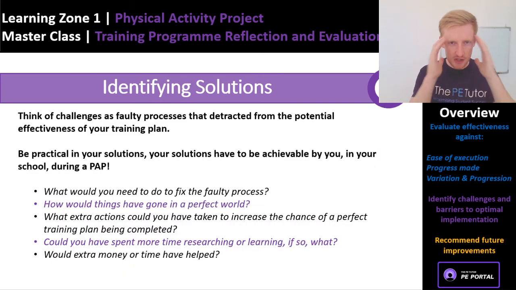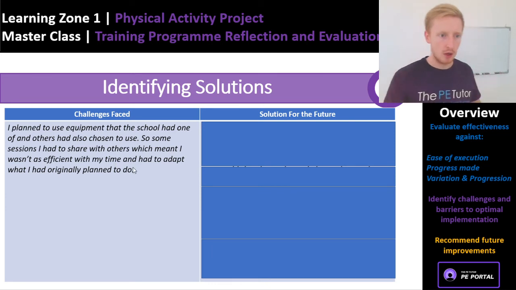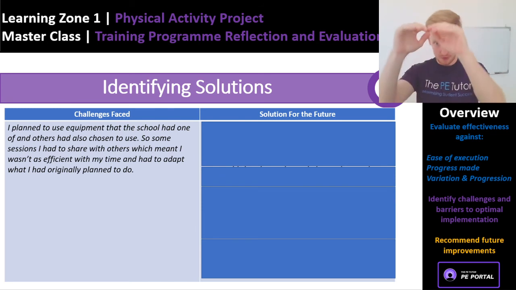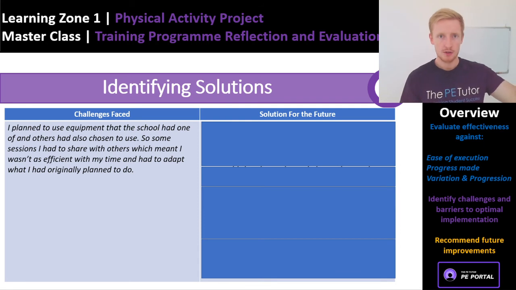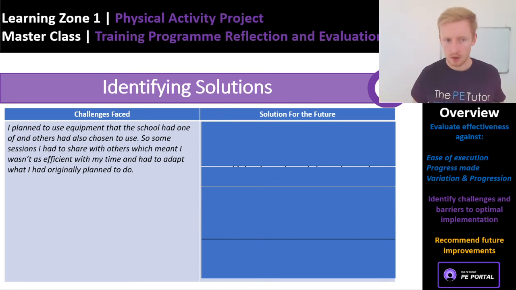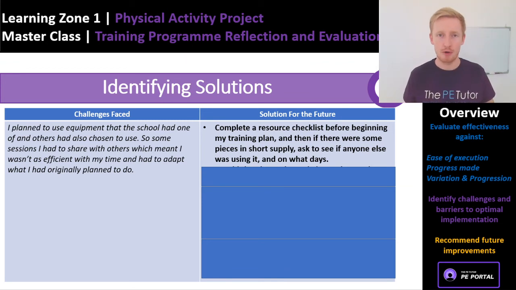Once you've got these solutions, okay, you'll need to put them into a table. So as you can see, I've got my example here. I plan to use equipment, which I expanded this whole paragraph out of lack of equipment. So now all of these solutions are expanded out of the expansion of lack of equipment. So you can see how much detail you can go into here. So the first solution could be, well, complete a resource checklist at the beginning of the training program. Actually go into the sports cupboard and have a look at what equipment exists. How much is there?